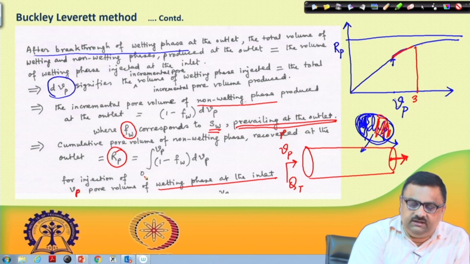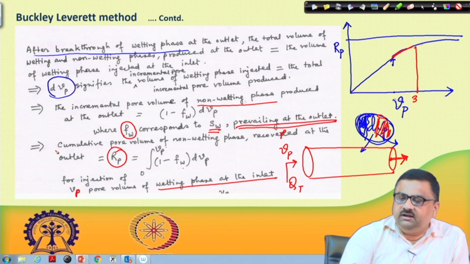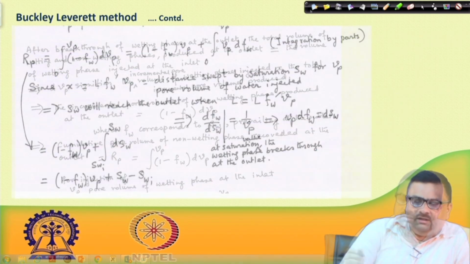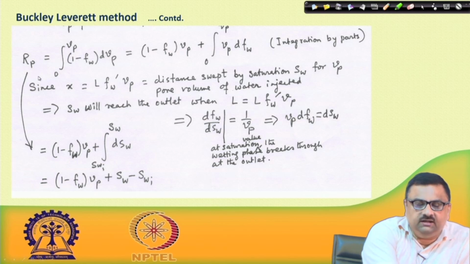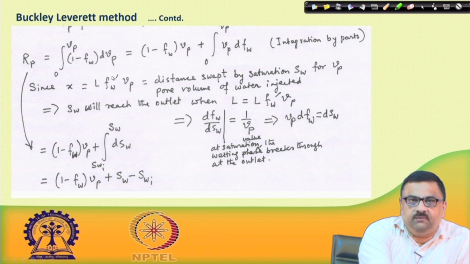That has to be the integral 0 to Vp of 1 minus Fw dVp. That would be the volume of oil produced. So, this is the equation for cumulative pore volume of non-wetting phase recovered. Now, if we look further at this expression of Rp, we note that Rp is equal to the integral 0 to Vp of 1 minus Fw dVp. Now we can integrate it by parts.